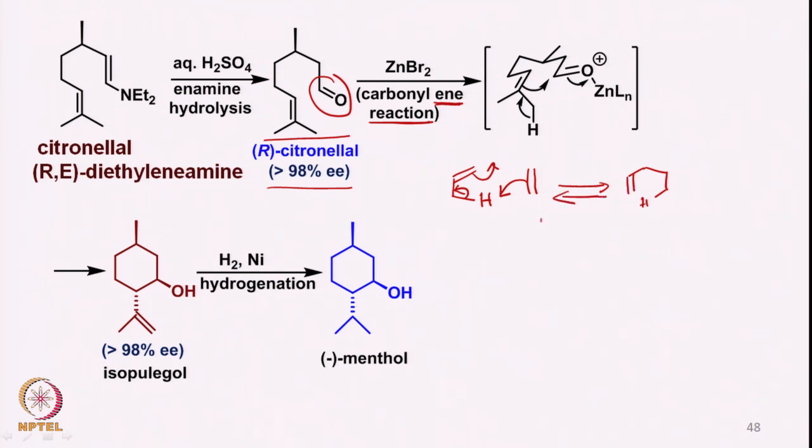So this is in equilibrium, this is called the ene reaction, and that also can be done using an aldehyde, which is what is known as the carbonyl ene reaction. And therefore in the carbonyl ene reaction, when a Lewis acid like zinc bromide is used, zinc bromide coordinates with the oxygen of the aldehyde, and then we have this type of proton transfer, and that leads to the formation of the corresponding alcohol. And this alcohol, which has now a double bond because of this ene reaction, can be hydrogenated, and of course now during the process we have basically formed menthol. So this is how the menthol synthesis has been reported by the Takasago company in Japan, where the process has been borrowed from the work of Noyori.